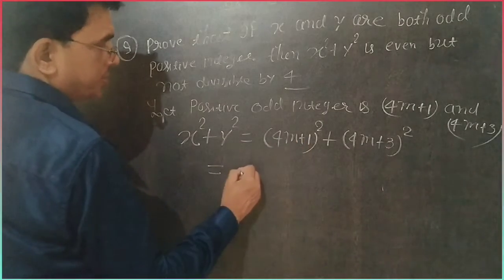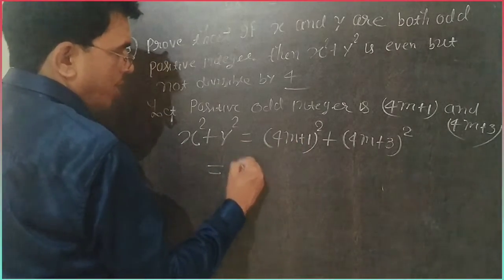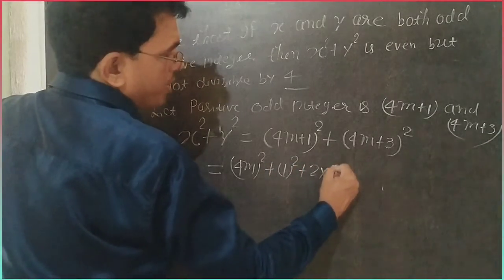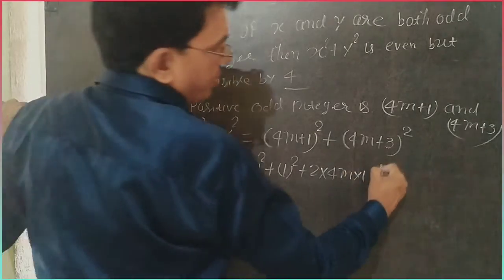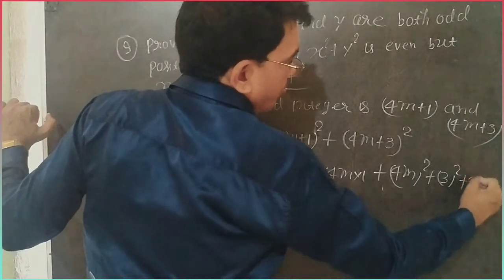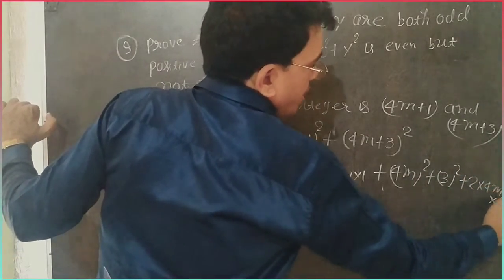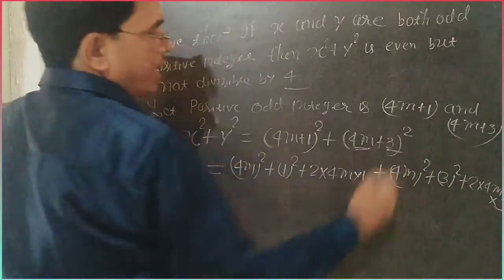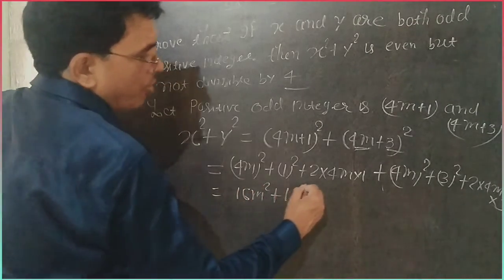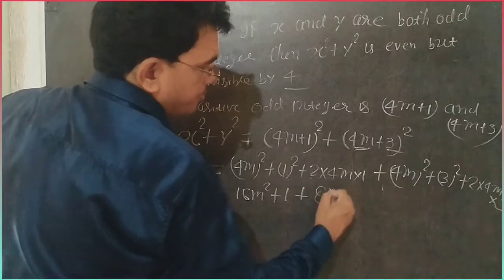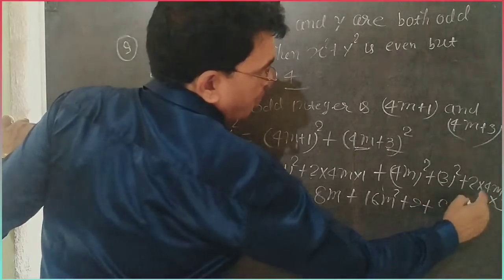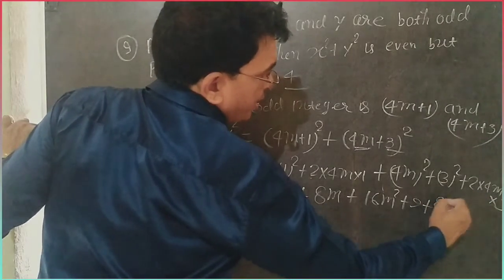What do you get here? Here it is a square plus b square plus 2 into a into b, plus a square plus b square plus 2 into a into b. In the place of a is 4m and in the place of b is 1. Then it is 16m square plus 1 and 2 times 4m times 1, that is 8m, plus 16m square plus 9 and 2 times 4m times 3, that is 24m.